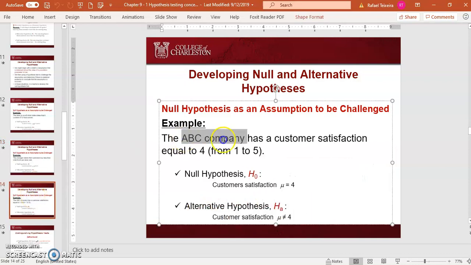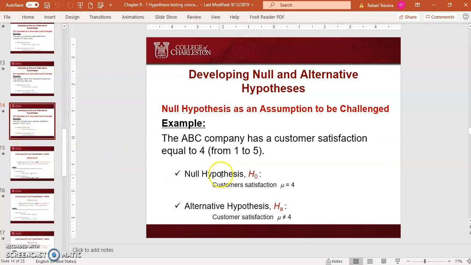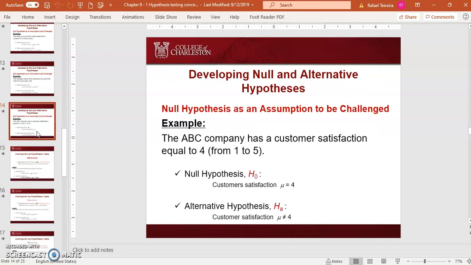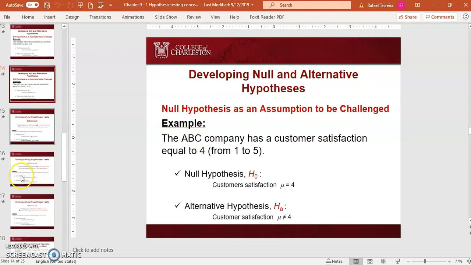Okay. The ABC company has a customer satisfaction equal to 4 on a scale from 1 to 5. So this is what we say in the meetings. This is what everyone believes. In this case, this is the null hypothesis. The alternative is no, it's not. Customers' satisfaction is different from 4. Maybe they're less satisfied, maybe they're more satisfied, but it's not 4. Let's test it. Okay. Let me stop here and start a new video talking about the consequences of developing null and alternative hypotheses. Okay.